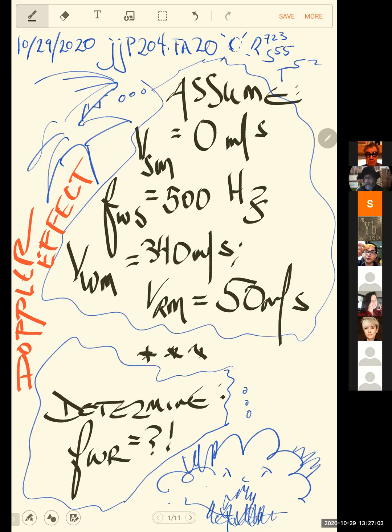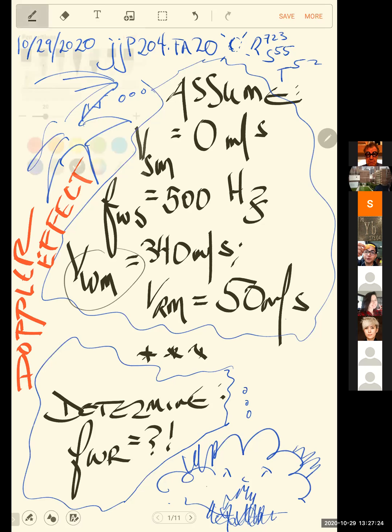Now assume that note, that sound, that pulse travels through the air as a wave pulse. And what I'm telling you is that the velocity of that sound wave relative to the medium, so I'm looking at this part right here now, I'm saying assume that VWM equals 340 meters per second.